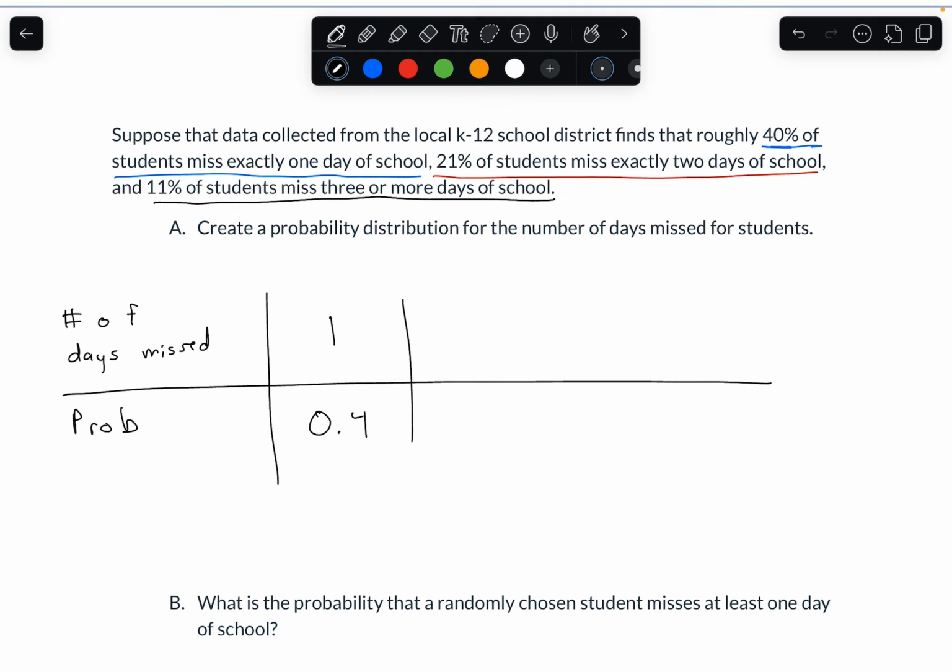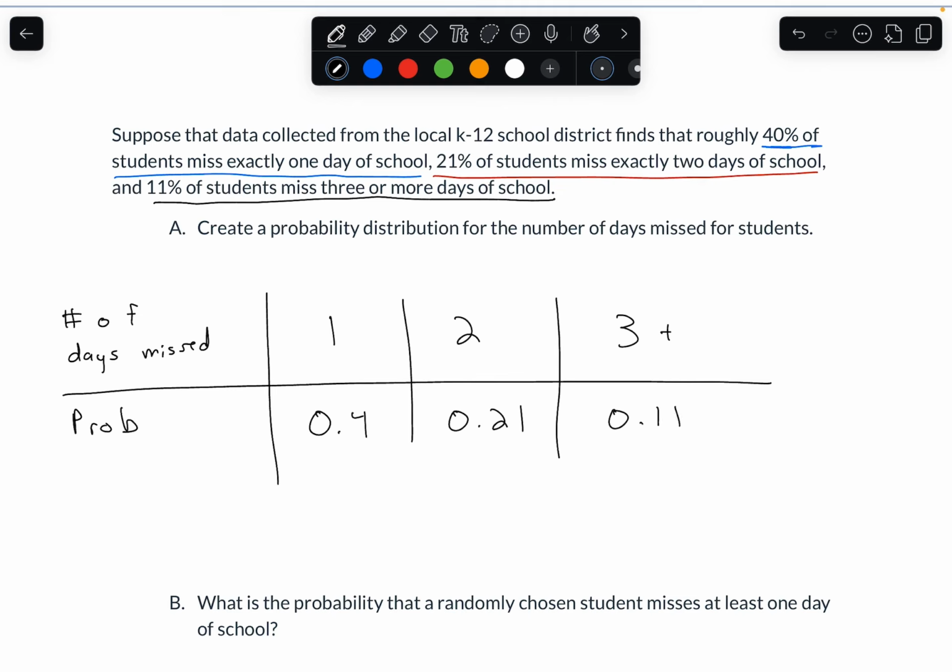21% of students miss exactly 2 days of school. So 2 days of school missing, 21%. And then 11% of students miss 3 or more days of school. So for 3 or more days of school, the probability of that occurring, and let's actually say 3 plus for 3 or more days, would be 11% or 0.11.